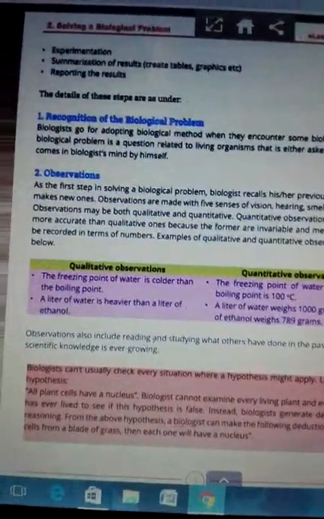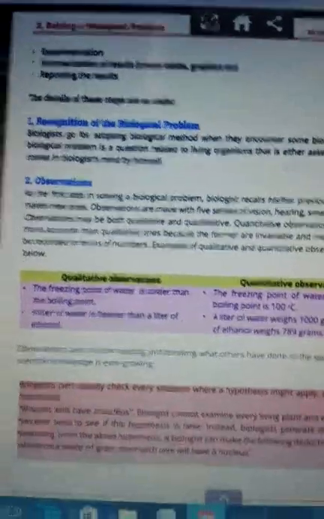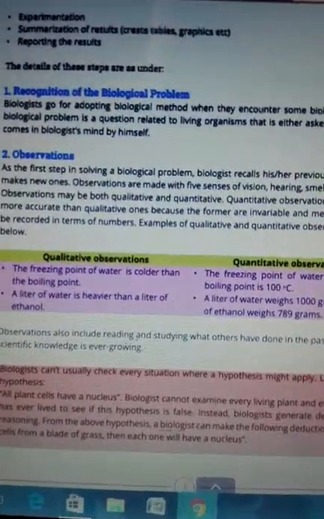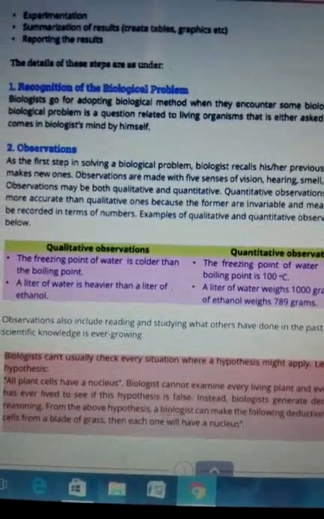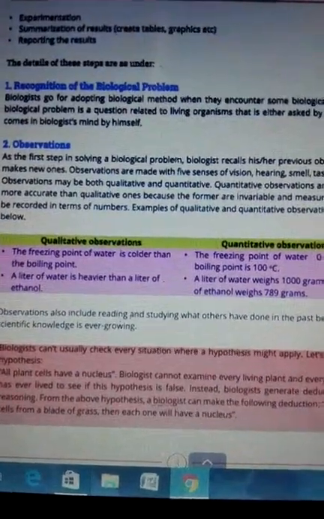Alright. So what is the next step? Observation. How do we make observation? As the first step in biology, the observations are made with the help of 5 senses, guys. Just highlight them: the sense of vision, hearing, smell, taste, and touch. Observation may be both qualitative and quantitative.